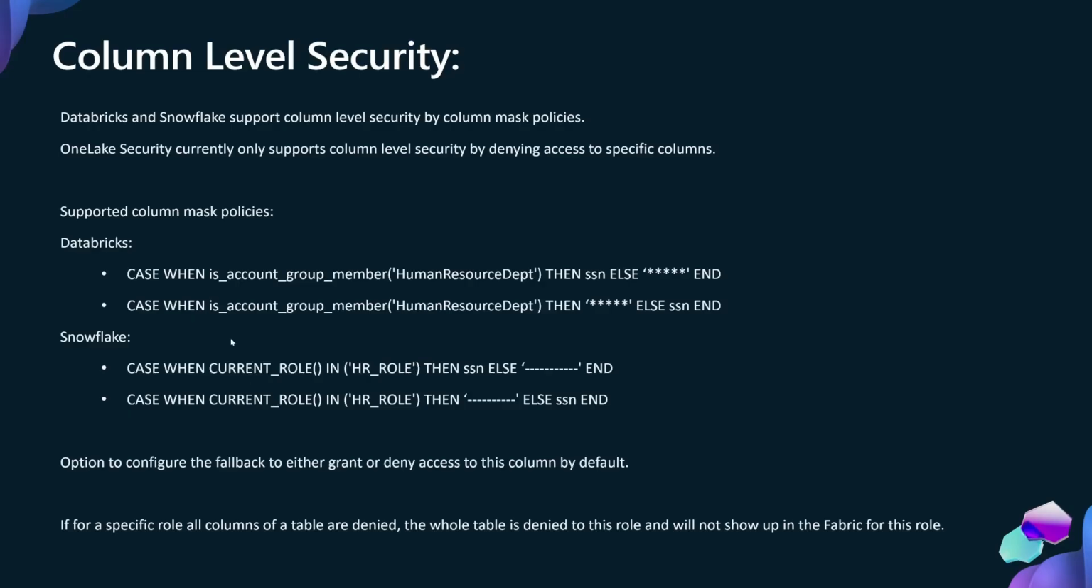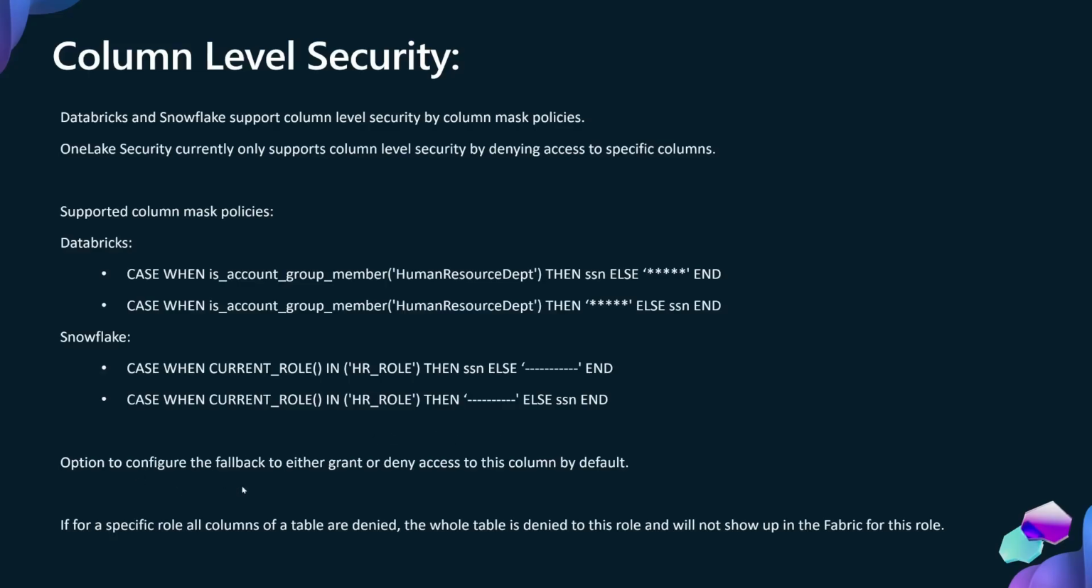What is covered is any kind of column level security in that kind of syntax here, so specifically for Snowflake, where you say a case when current role is in this list of roles, then show me the value, else deny it. Or the other way around, if you say I want to block it for a specific role and everyone else should see it. These kinds of cases are supported and will end up directly as a column denial workflow in OneLake Security.